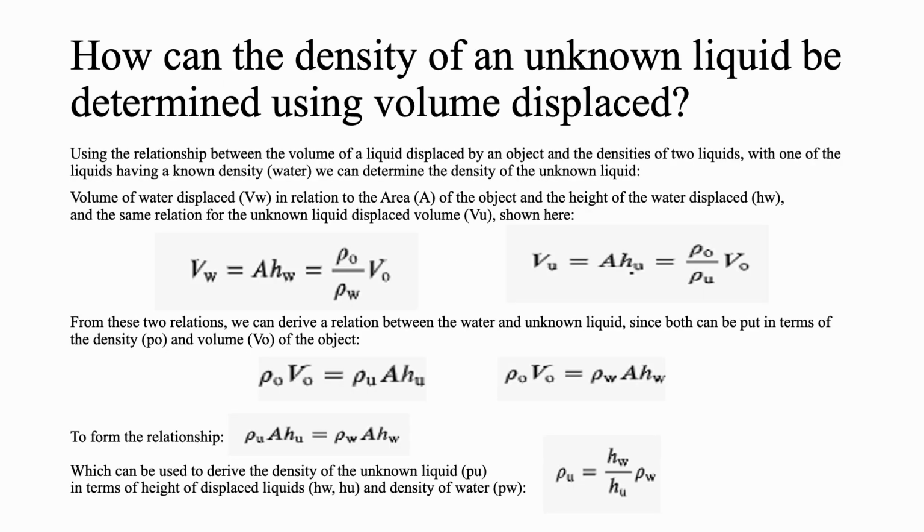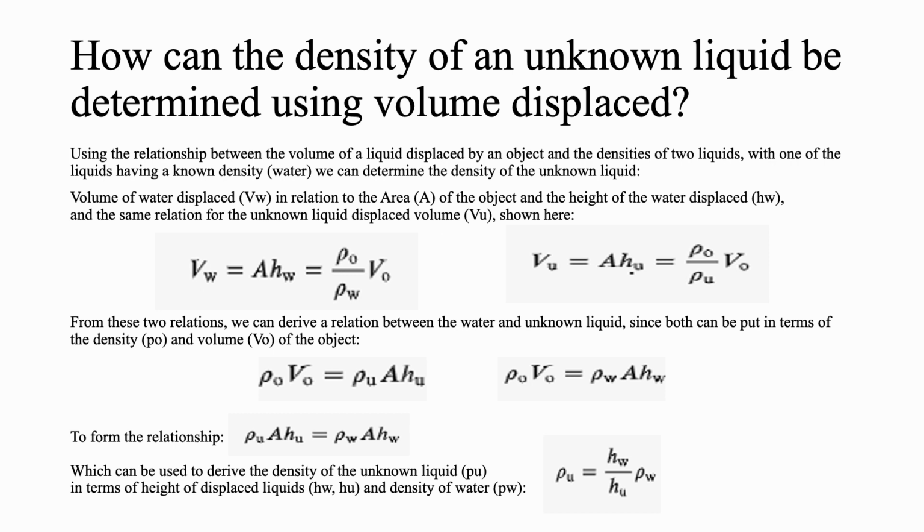So how can the density of an unknown liquid be determined by using the volume displaced? Using the relationship between the volume of a liquid displaced by an object and the densities of two liquids, with one of the liquids having a known density, which is water, we can determine the density of the unknown liquid. Volume of the water displaced, VW, in relation to the area A of the object and the height of the water displaced, HW, and the same relation for the unknown liquid displaced volume, VU. And then there I show the equations for those.